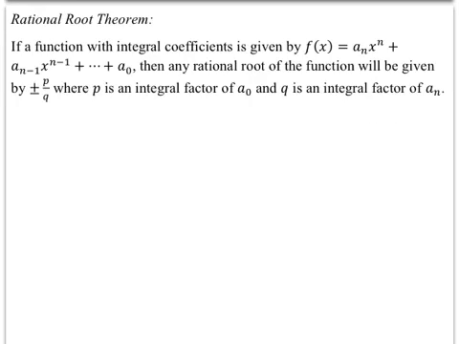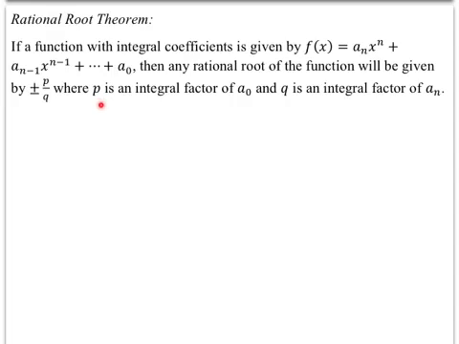First of all, the rational root theorem says the following. If a function with integral coefficients is given by f of x equals a sub n times x to the n plus a sub n minus 1 times x to the n minus 1 plus a bunch of other terms plus some constant at the end. So if we're given some random function here, then any rational root of the function will be given by plus or minus p over q, where p is an integral factor of a0, meaning it's a factor of whatever this is. So this is like 8.